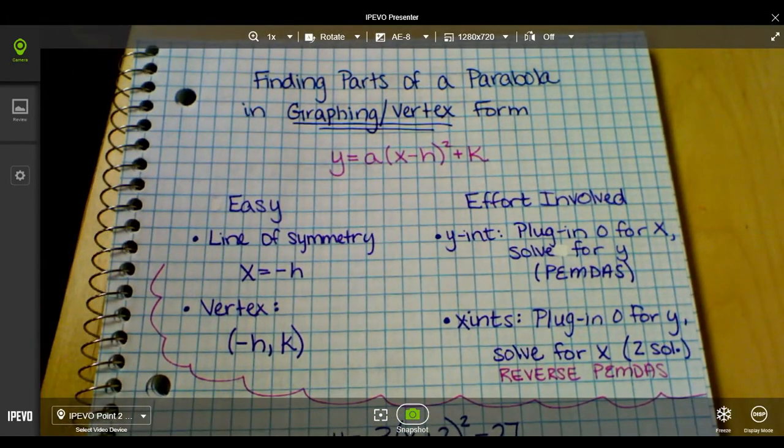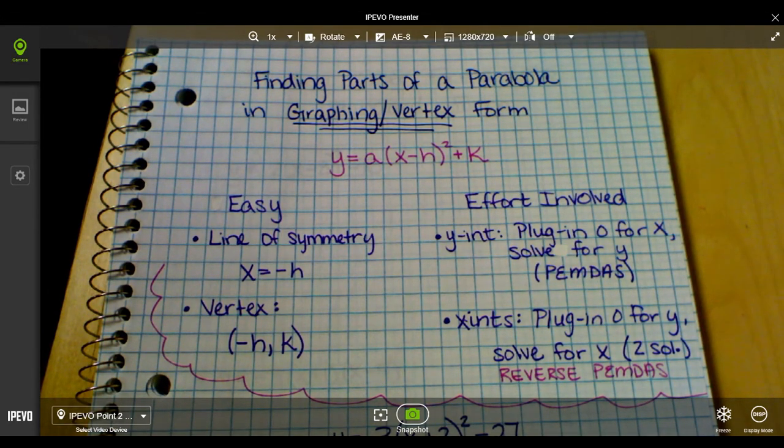Okay, finding parts of a parabola in graphing or vertex form. Remember, those two mean the same exact thing. So the easy parts of this are your line of symmetry and your vertex, hence why it's called vertex form. And again, pause this, make sure you have this stuff written down in your notes just so you can refer back to it.